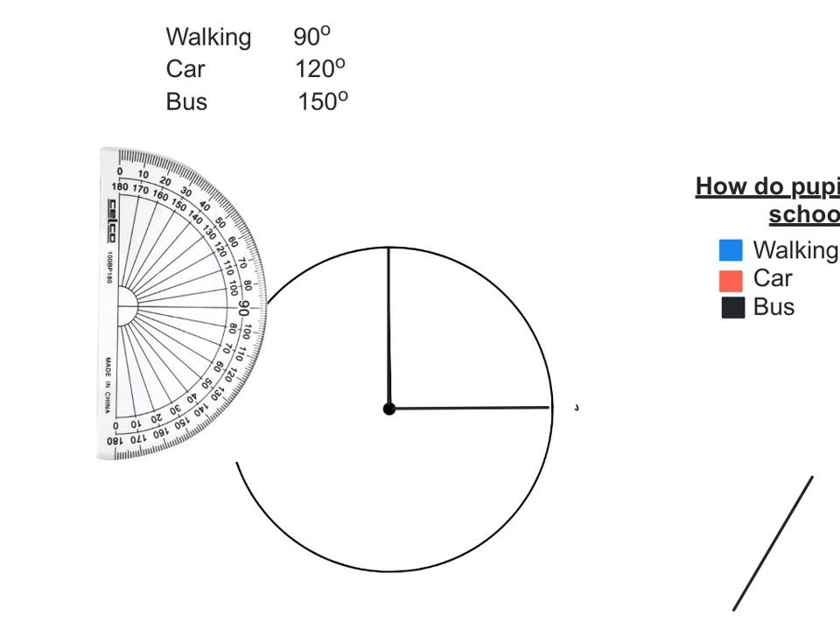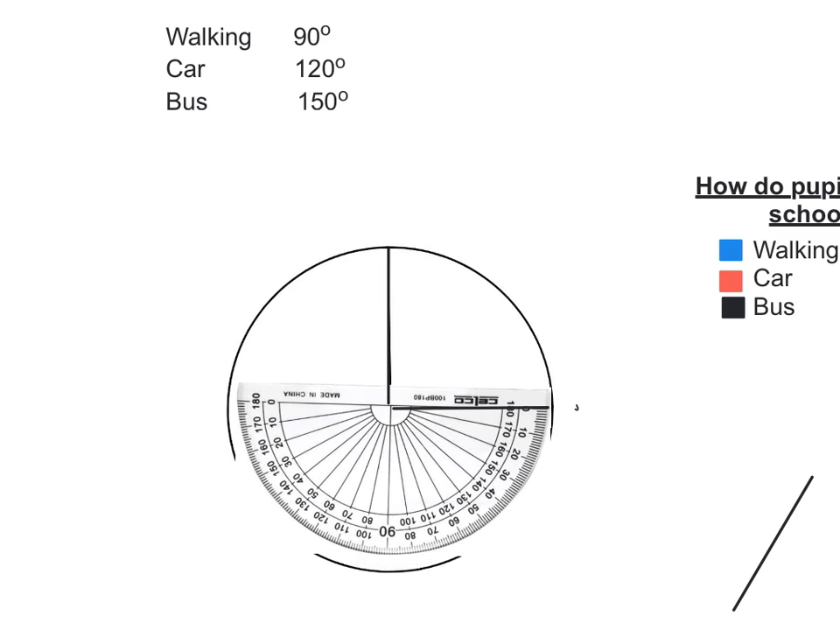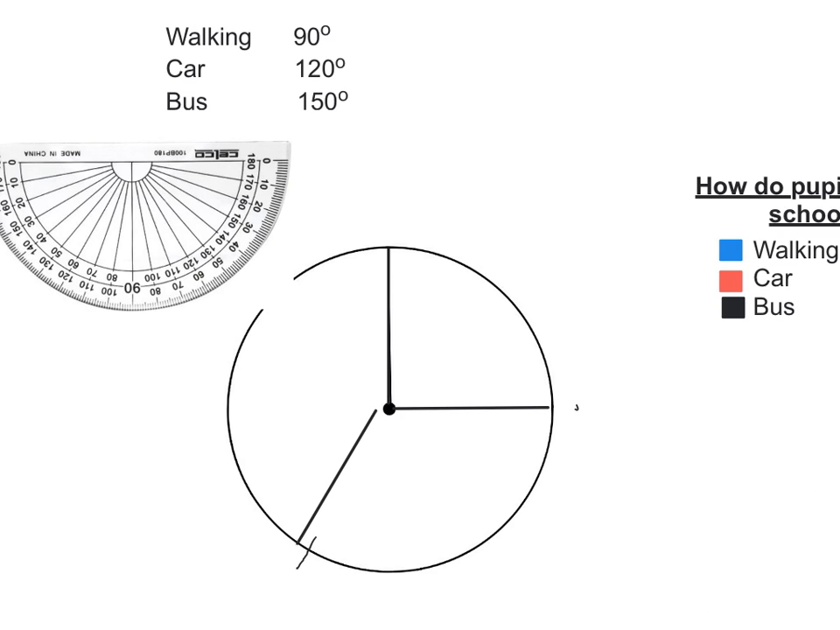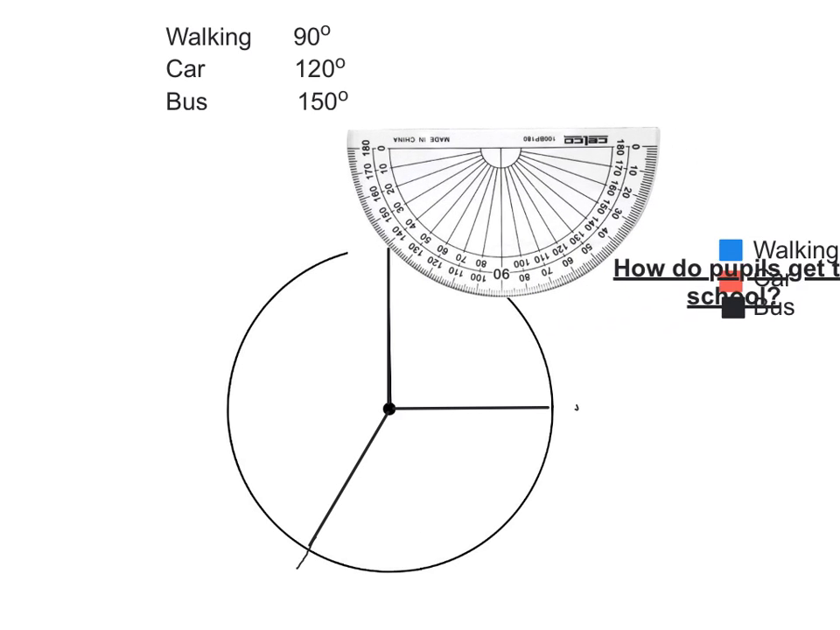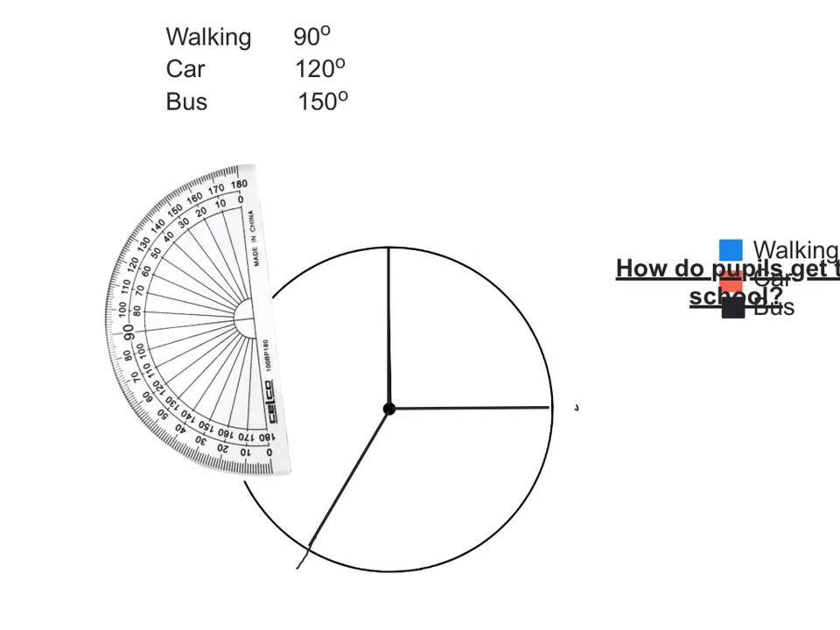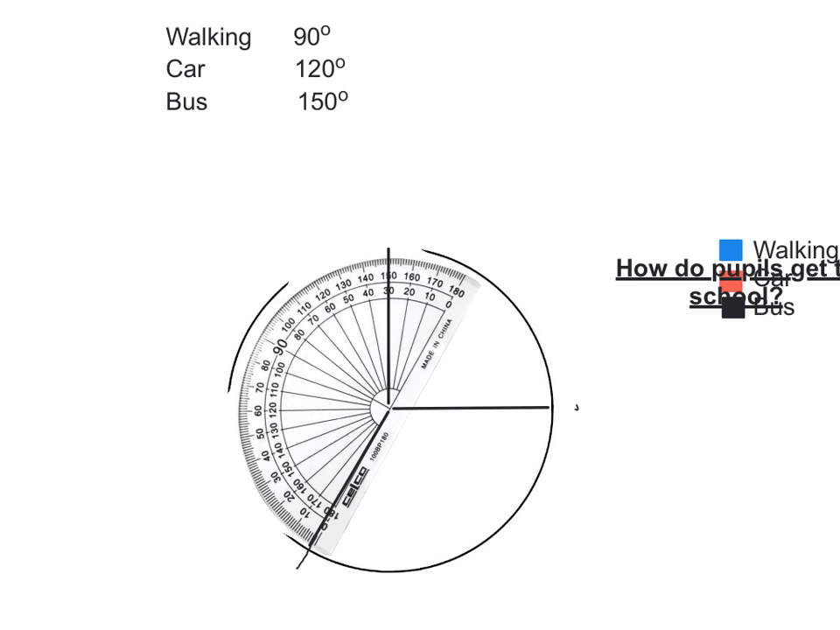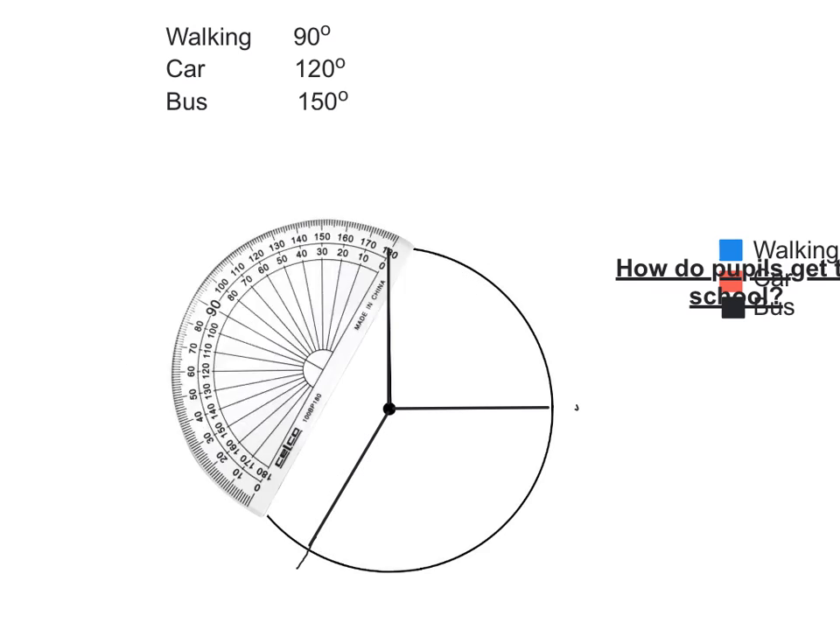Now I need to take my protractor, turn it round, start it again at the line where we finished, and we need to go to 120. Well, 120 is here. So put that over there, and we can put a line in. And then just to check that the remaining bit is 150, put that line on there, and as you can see, it goes to 150.